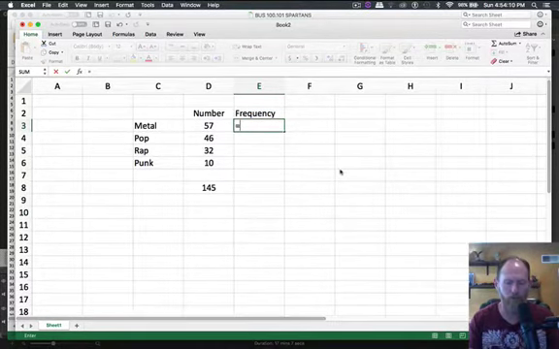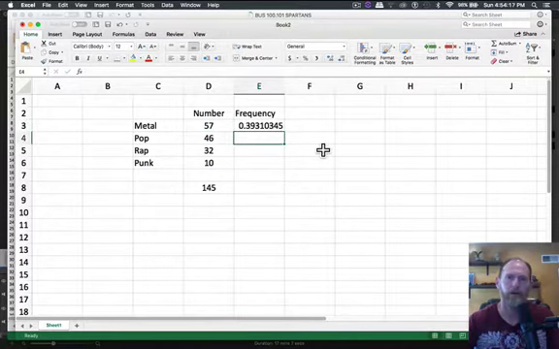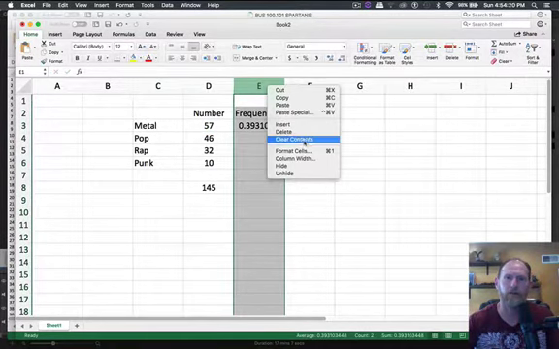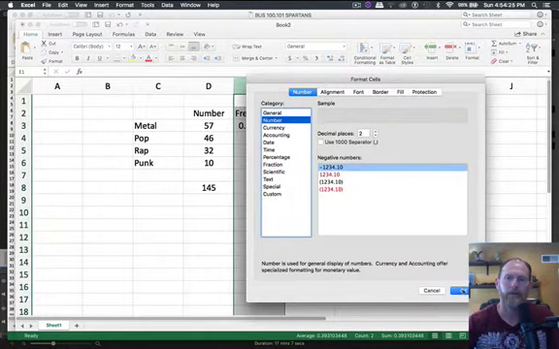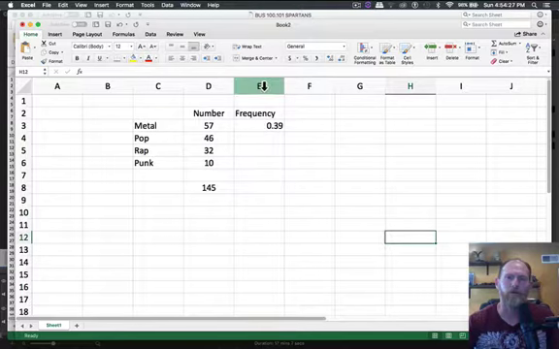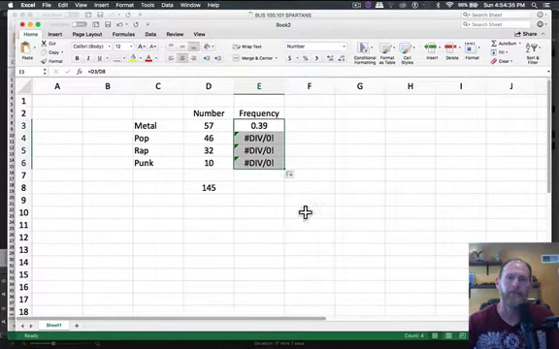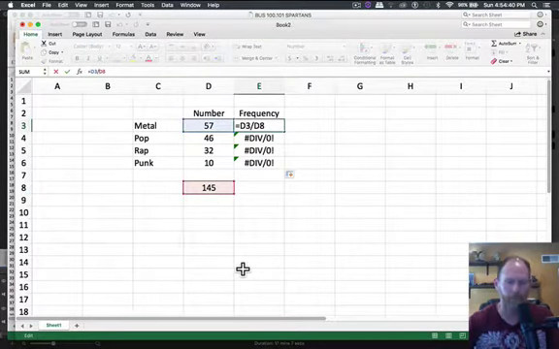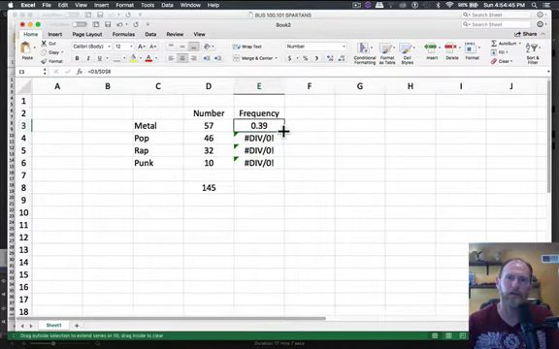So we want 57 divided by 145. There we go. And just to clean things up a little bit, we're going to format this column. All right, so we're looking at 39% there, and we're just going to drag that down. And that showed up because we didn't lock that sum. And now that we've done that, we should be able to drag this down, no problem.